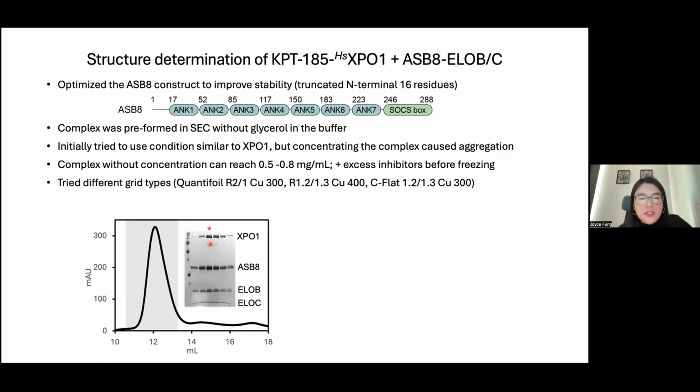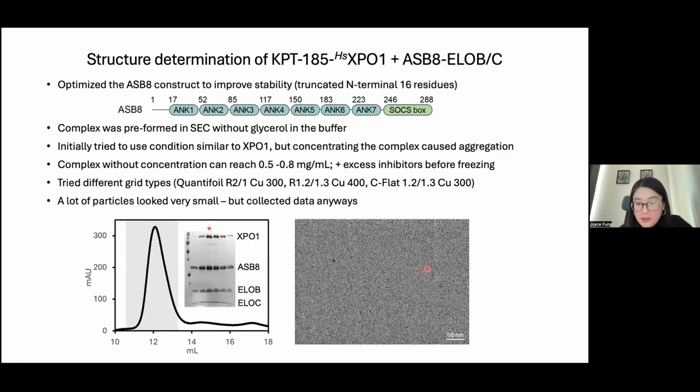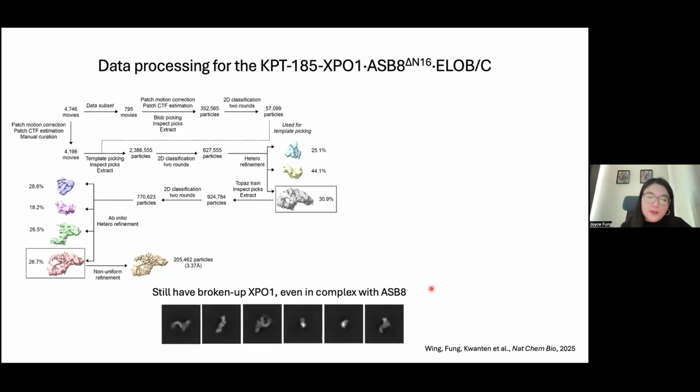And she tried different grid types. She did R2/1 copper 300, she also did R1.2/1.3 copper 400, and even C-flats to get a nice ice for data collection. Initially, during screening, we looked at these images and thought they looked kind of small, and we were worried for a while that maybe the complex was falling apart. But we decided to collect data anyways, because who knows, it may work. And in fact, it did.